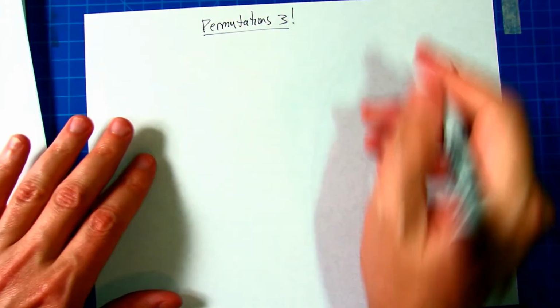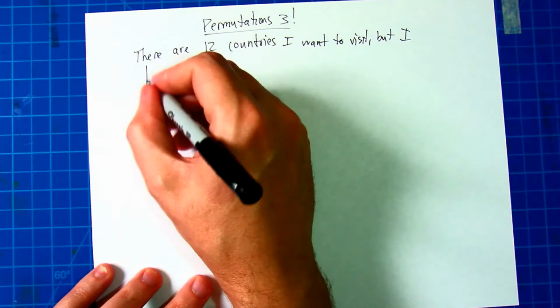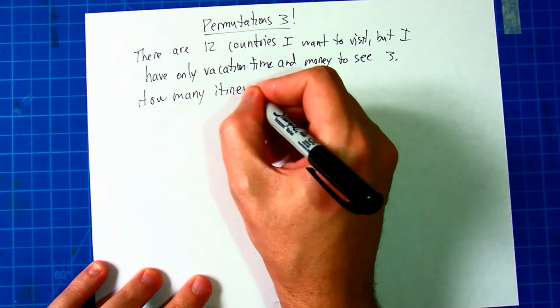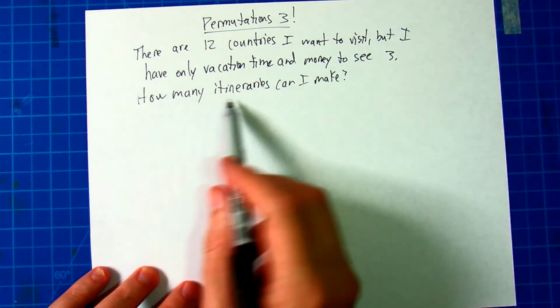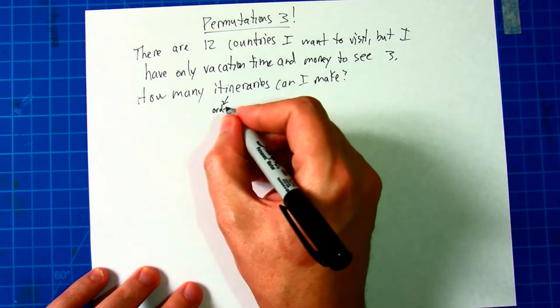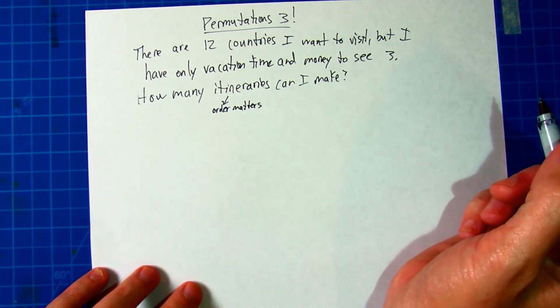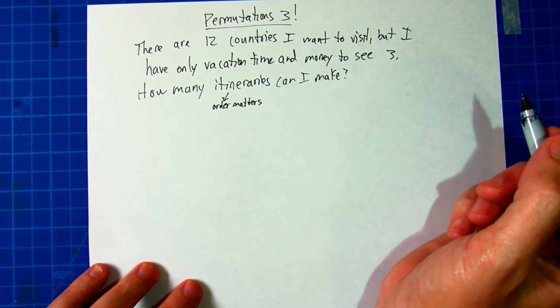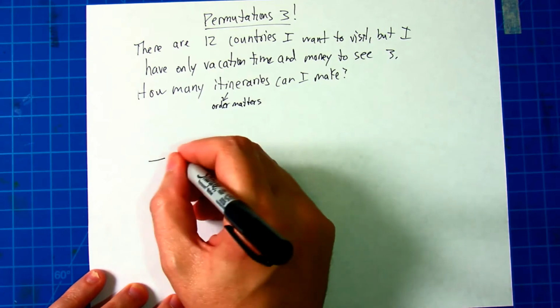Suppose there are 12 countries I want to visit, but I only have enough vacation time and money to see 3 of them. How many itineraries can I make? An itinerary, we're going to assume that order does matter, because visiting Albania before Botswana is different than visiting Botswana before Albania. 3 countries I want to see, 1, 2, 3.